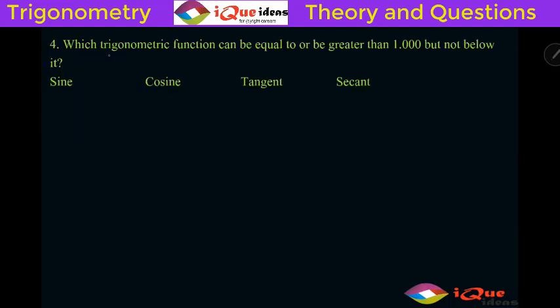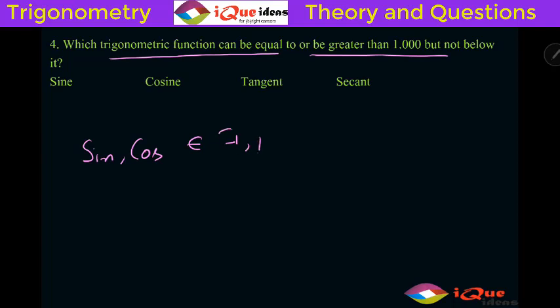Now this question again is related to the range of trigonometric functions or trigonometric values. Which trigonometric function can be equal to or greater than 1 but not below it? So if you remember, I'll write it here. Sine and cos both belong to the set of values from -1 to 1 inclusive of both. They cannot be beyond, right? So they have to be less than 1, can't be greater than 1.